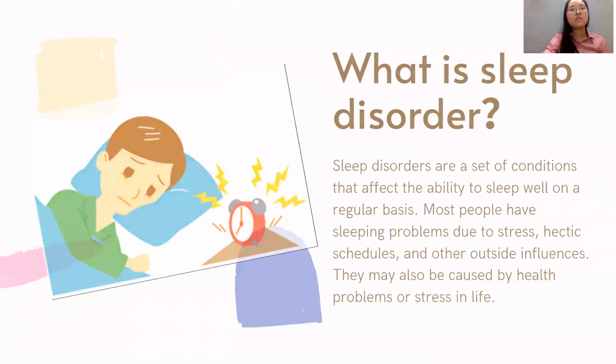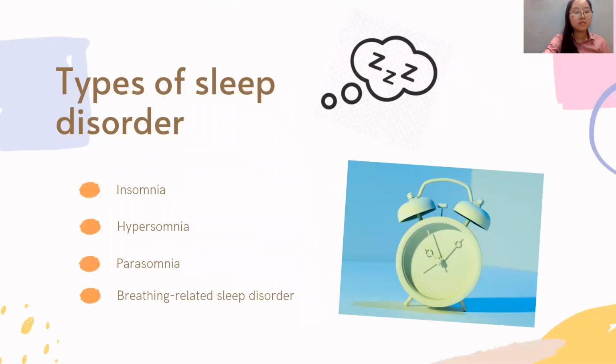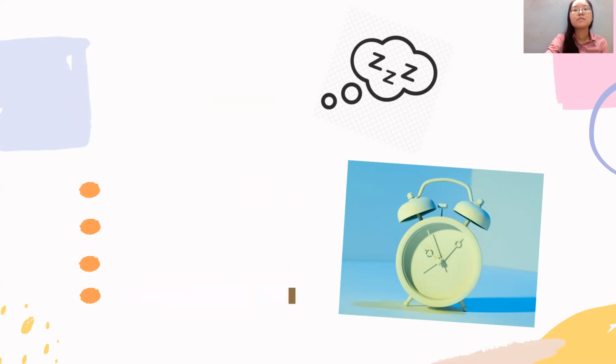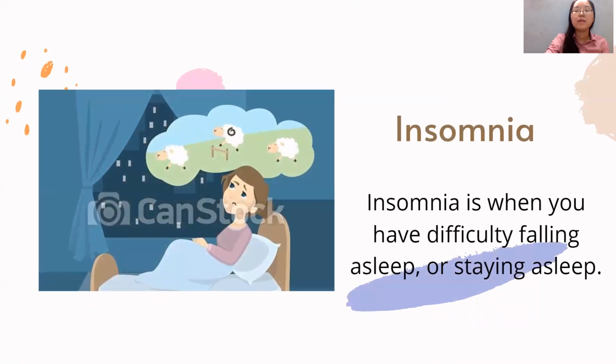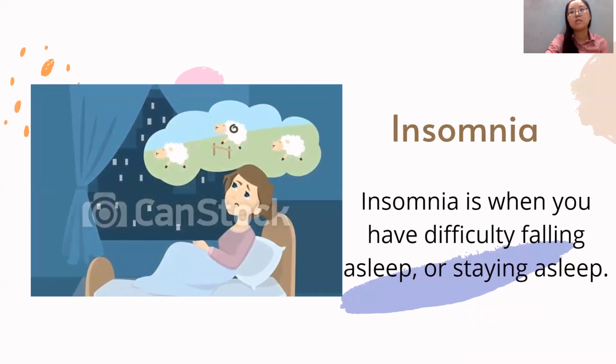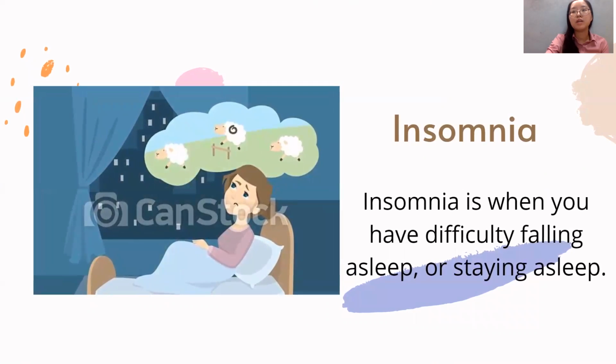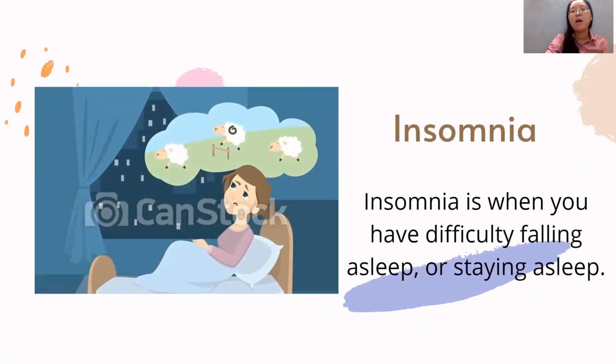Next, the common types of sleep disorder include insomnia, parasomnia, and breathing-related sleep disorder. Next, what is insomnia? Insomnia is a common sleep disorder. Insomnia is when you have difficulty falling asleep or staying asleep. Insomnia also includes long-term insomnia and short-term insomnia.